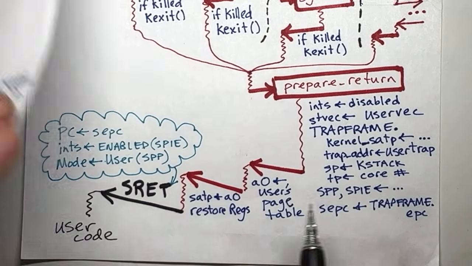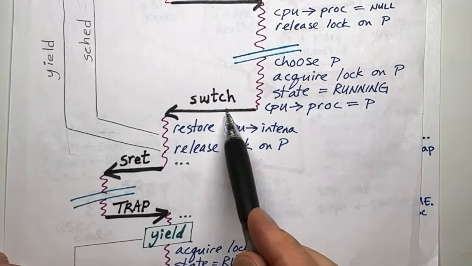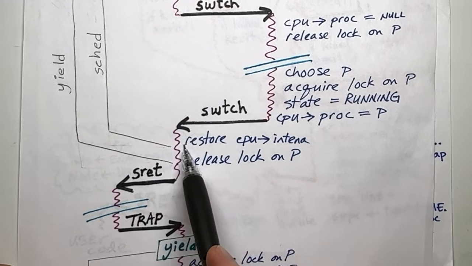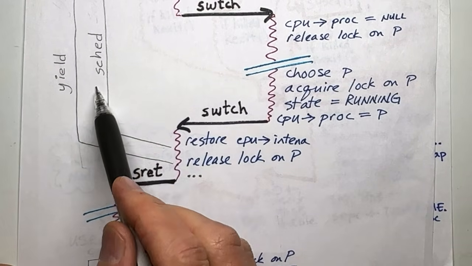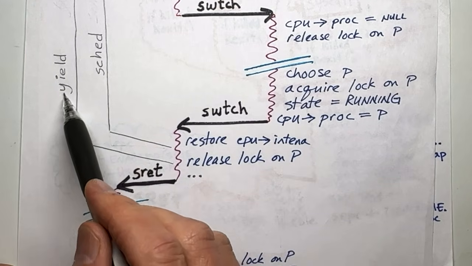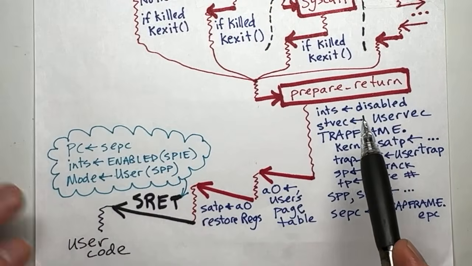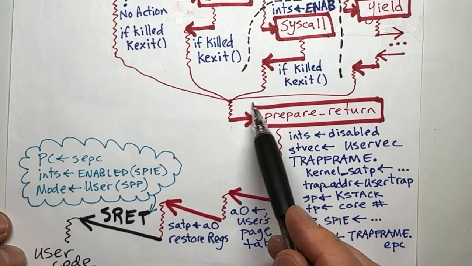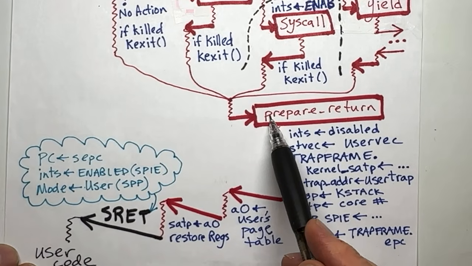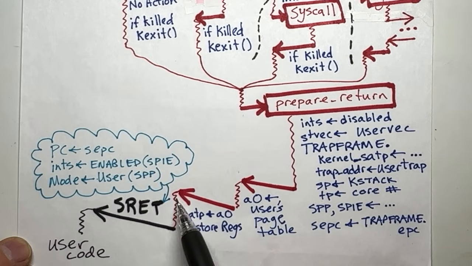This diagram shows a detail of what normally happens when we come back from switch. Switch will normally return us to execution in sched, which restores int ena. Then it returns to yield, which releases the process's lock. Then we go back into usertrap and immediately call prepare return. After that, usertrap immediately returns to uservec, the assembly code function in the trampoline page.